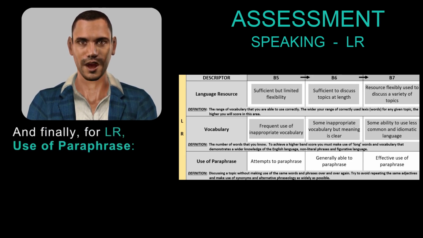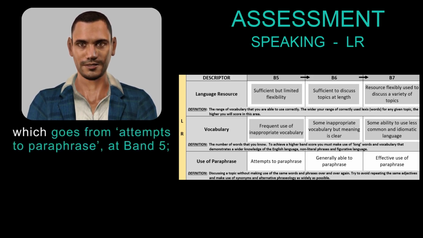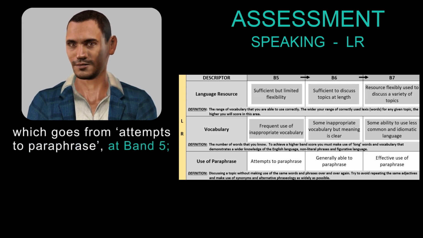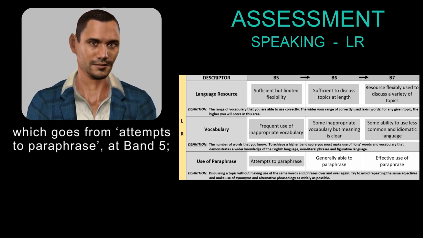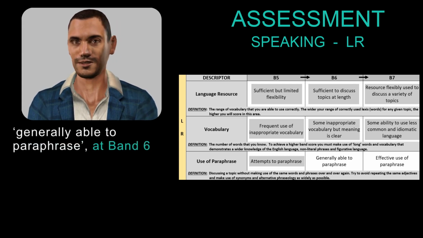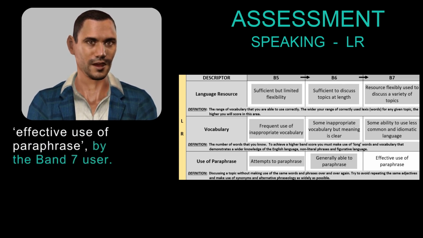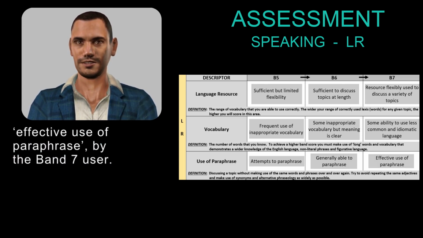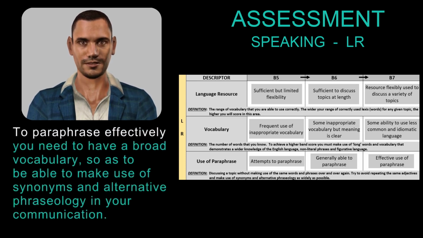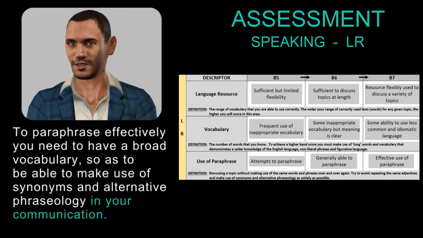And finally, for LR, use of paraphrase, which goes from attempts to paraphrase at band 5 to generally able to paraphrase at band 6 to effective use of paraphrase by the band 7 user. To paraphrase effectively, you need to have a broad vocabulary, so as to be able to make use of synonyms and alternative phraseology in your communication.